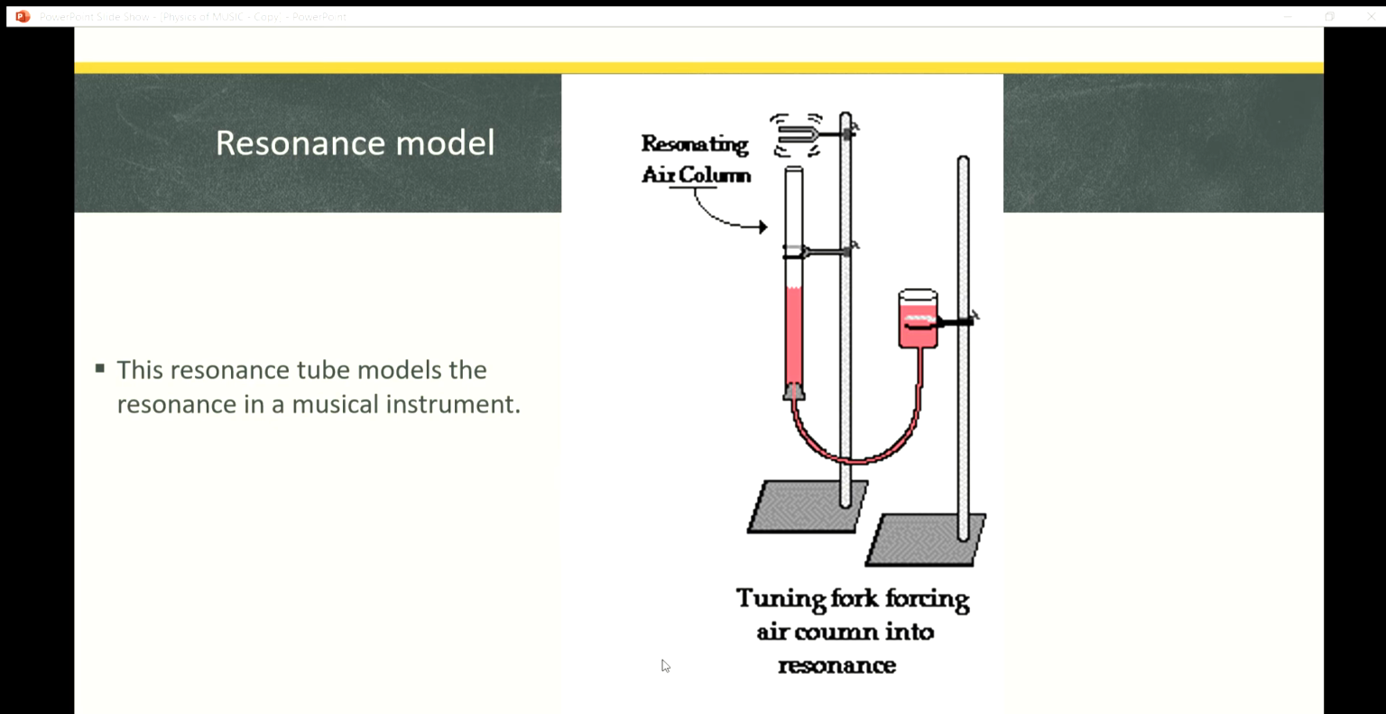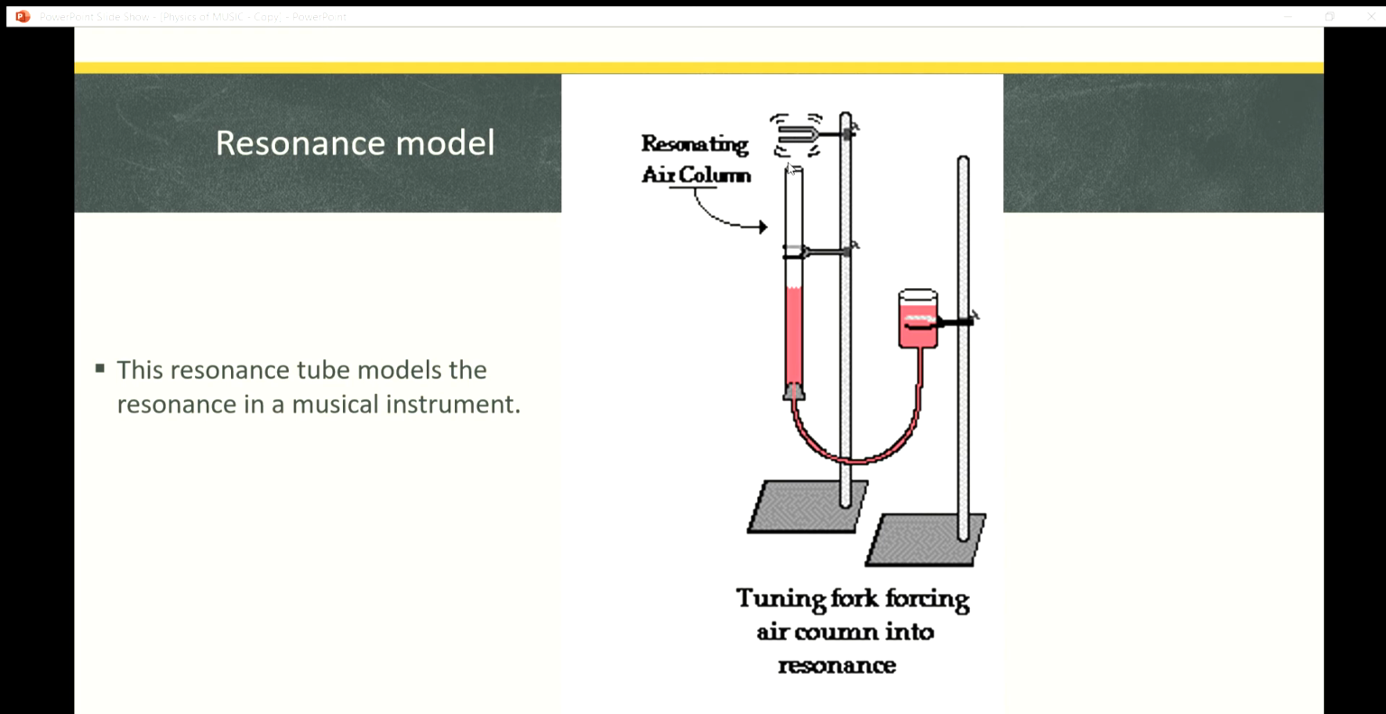A resonance model. This resonance tube models the resonance in musical instruments. So how it's done is the tube is partially filled with water and forced into vibration with a tuning fork. The tuning fork is the object that forces the air inside of the tube into resonance or vibration. So as the tuning fork vibrates at its own natural frequency, it creates sound waves that affect the opening of the tube.